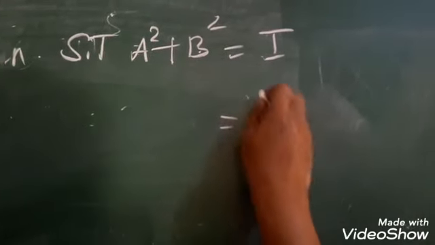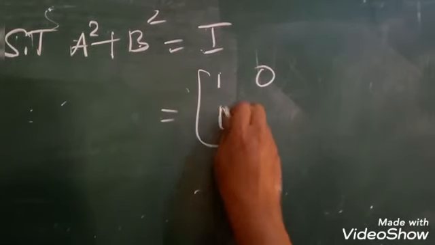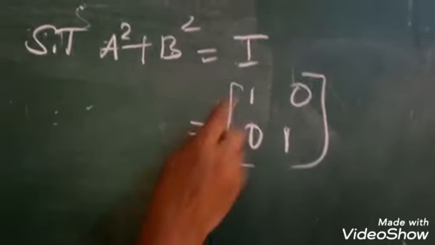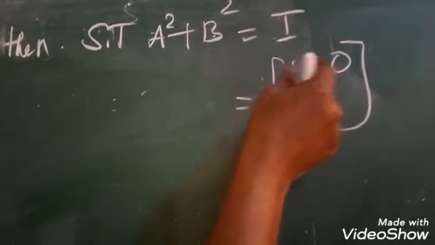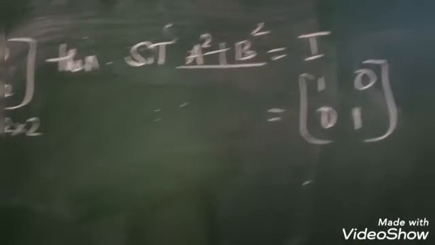I means what, girls? Yes, unit matrix or identity matrix. Okay girls, here this is called I. We want to prove that this 2 cross 2 matrix, I2, is 1 0 0 1. Okay girls. Here the left hand side. What is the left hand side here? A squared plus B squared.